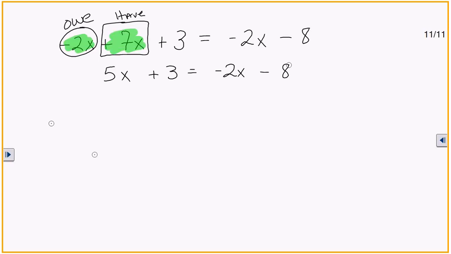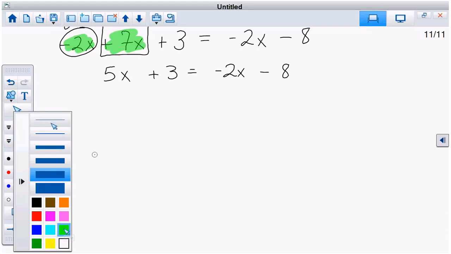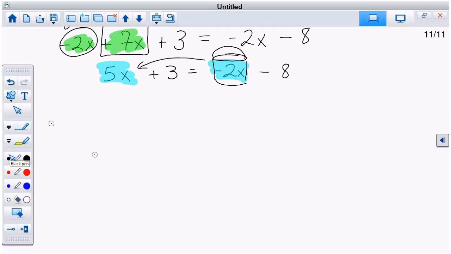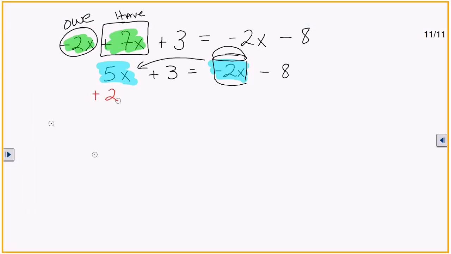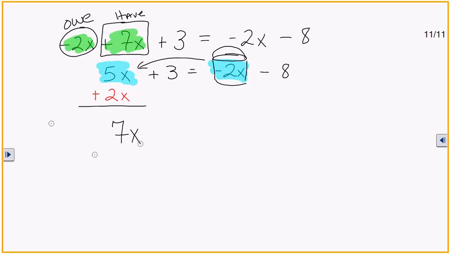What is our objective? Our objective is the x. Our objective, and I'm going to put this in highlighted blue, our objective is the x values. I want to keep the variable positive, so I'm going to move the smallest bucket. The smallest bucket is the negative 2x. So I'm going to move this negative 2x because this is the smallest bucket. I'm going to move it across the river and it becomes a positive 2x. And now I get 7x plus 3 is equal to negative 8.